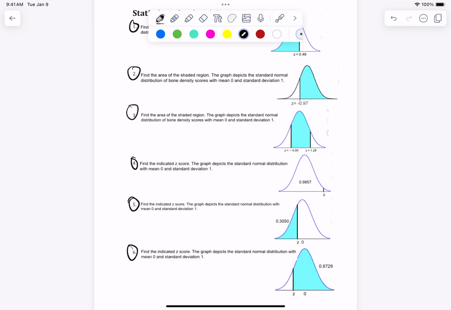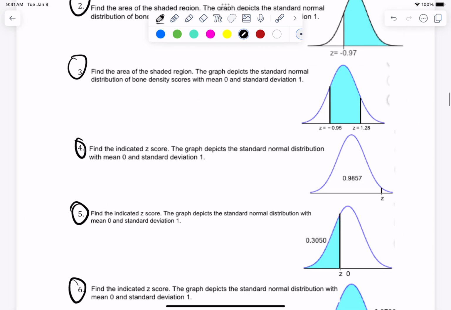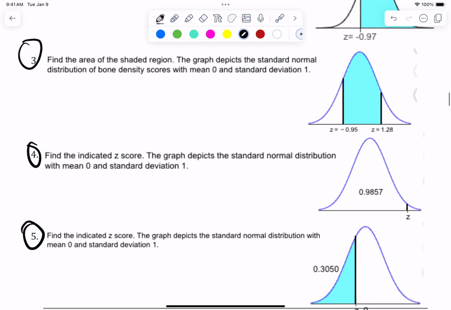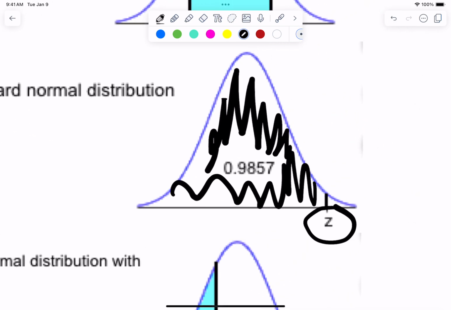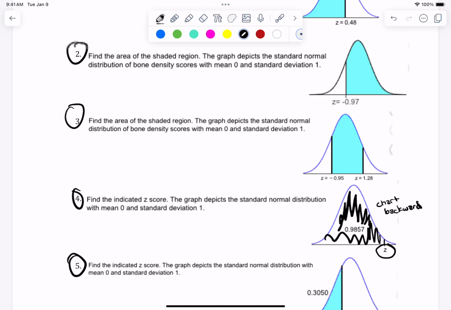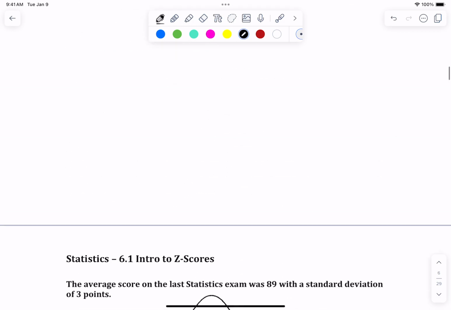I will do number 4 with you real quick, because this time they don't give you z, they give you the area. So how do I find z if I'm given that? I have to look up the chart backwards. I am looking at 0.9857 in this chart.